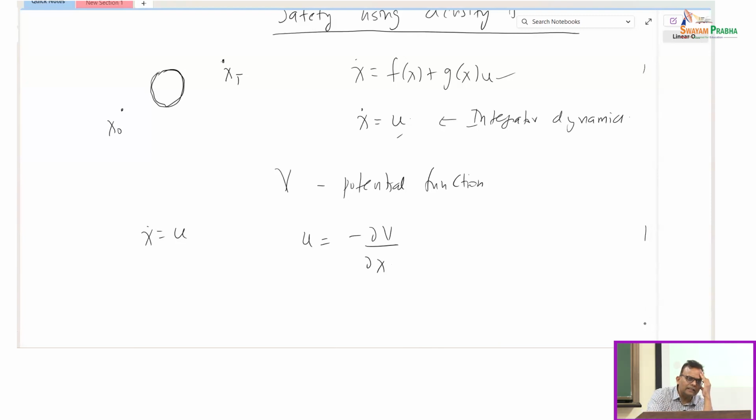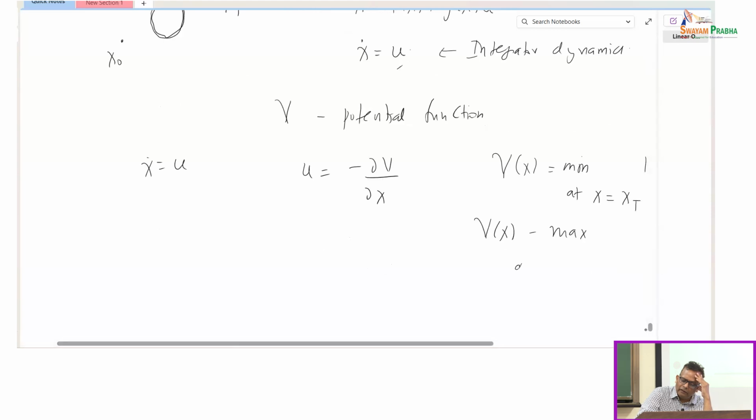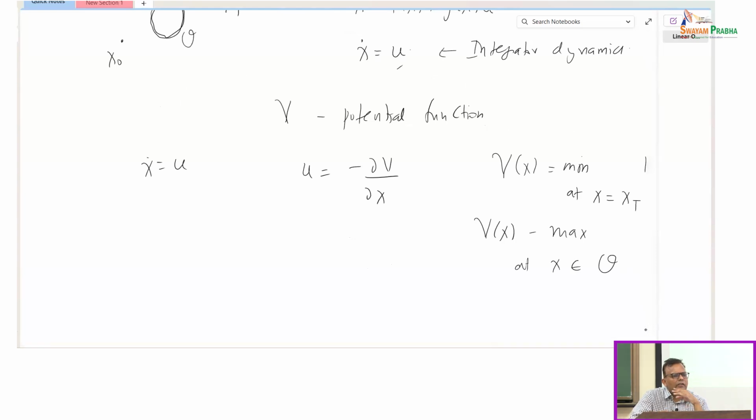And wherever you have the unsafe set, you will try to make v very large. Potentially, you want to make v go to infinity. So the function v has: v of x is minimum at x equals target, and v of x is maximum or infinity at x belonging to some unsafe set O. Let's call this set O for the obstacle set. Okay? So this will be the typical construction.